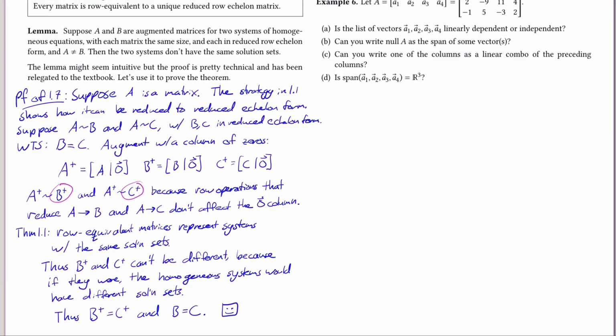And from now on, we can talk about the pivot positions of a matrix. There's no way to get a different set of pivot positions by doing a different set of row operations. Okay, cool.